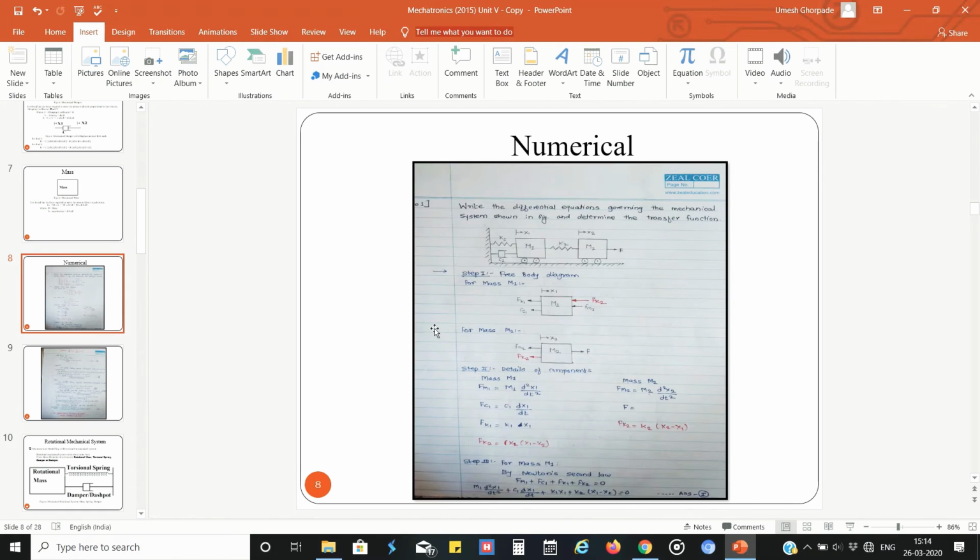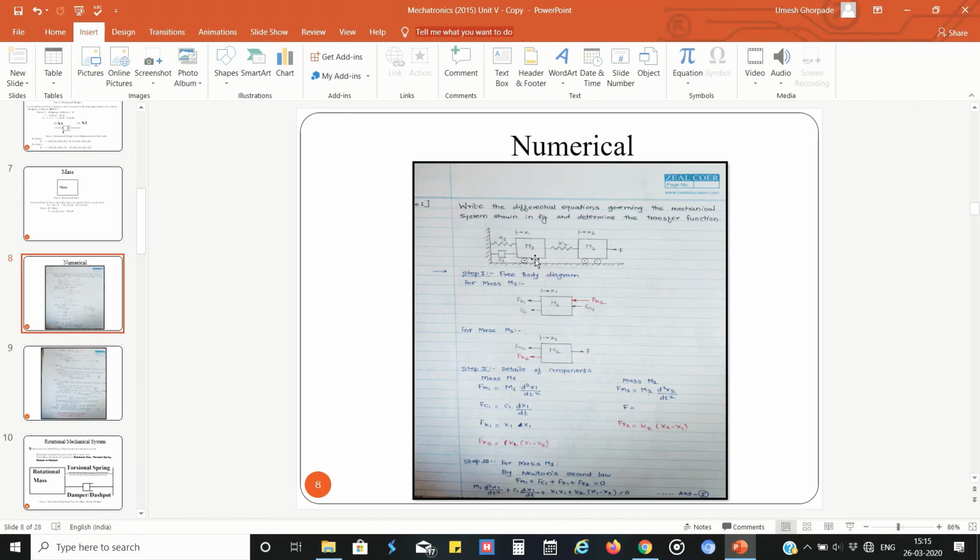So this is the numerical of the first, that is the mechanical translation system. The statement is: write the differential equation governing the mechanical system shown in the figure and determine the transfer function. We know the transfer function is nothing but the Laplace transform of output to the Laplace transform of input. So this system is given.